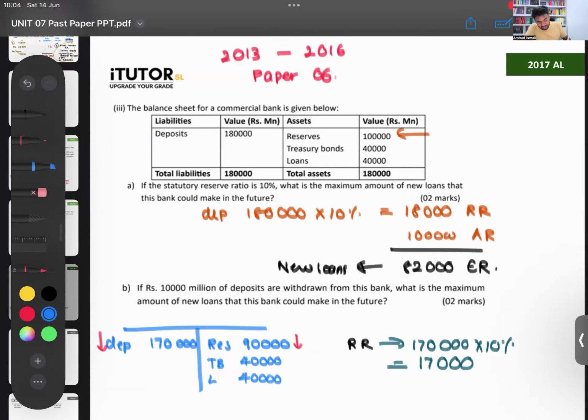How much do they have as actual reserves? Looking at the new balance sheet, they have 90,000 as actual reserves. That means how much is the excess reserve? That is the one they can give out as loans. They have to keep 17,000, but the balance sheet has 90,000. So how much more do they have? They have 73,000 more. And that is your answer.